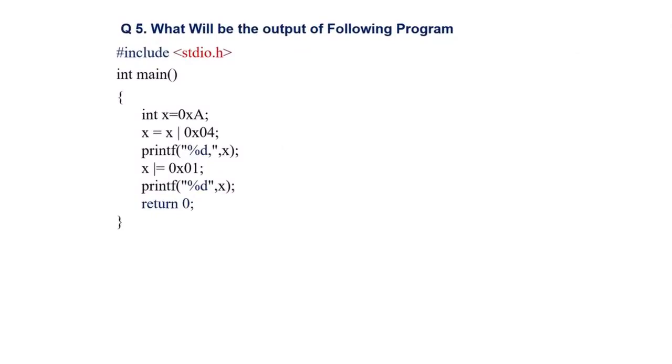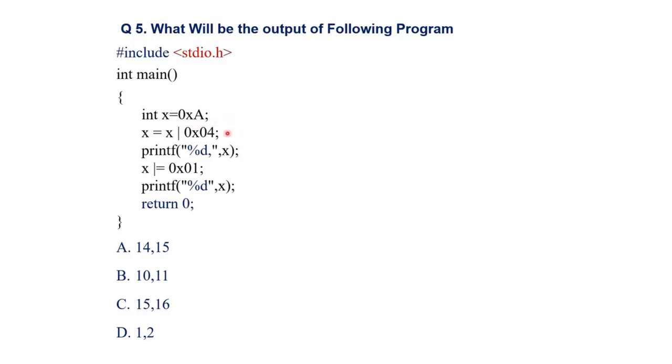So this is our next question. What will be the output of following program? And these are the options from where you have to select one correct answer. So here in this program, integer variable x is declared and is initialized with the value 0xa. And we know that a value preceded with 0x is considered a hexadecimal integer constant. So here x is initialized with the hexadecimal integer constant, that is 0xa.